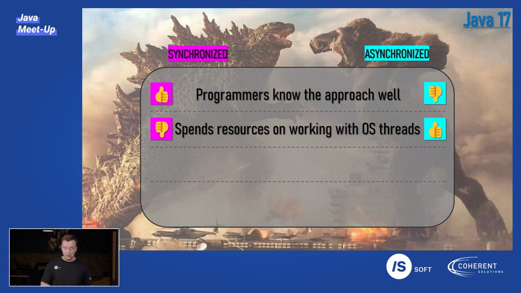Okay, about synchronized, it spends resources on working with OS threads. That's true, unfortunately. When we ask our operating system to provide us a new thread, it takes time. It takes time while this dealer goes from the casino to your table. After that, when this dealer starts the game, understands the context and so on, this is a process which is really heavy, and it takes time.